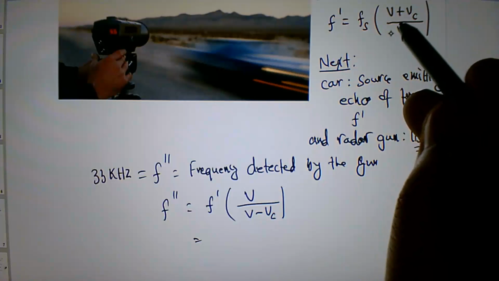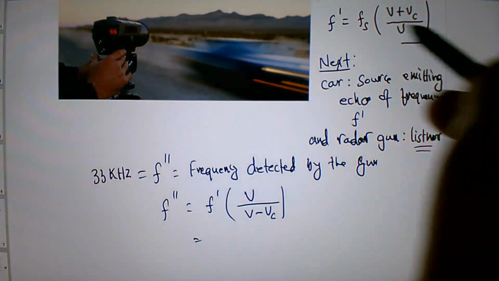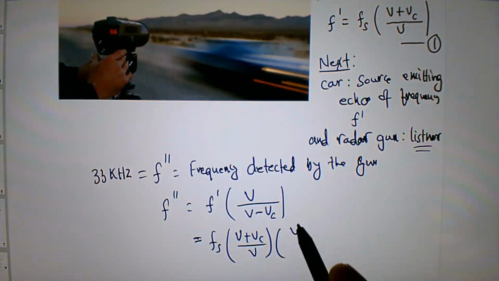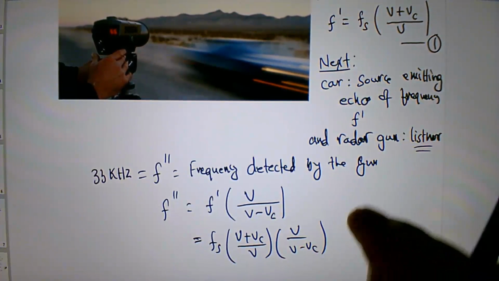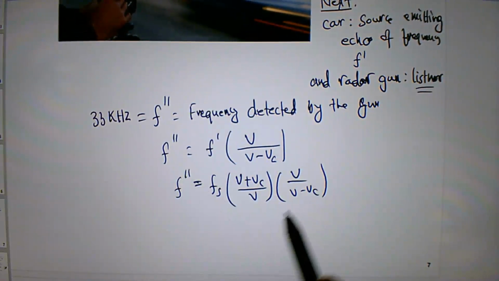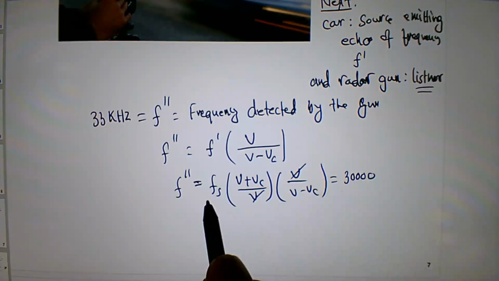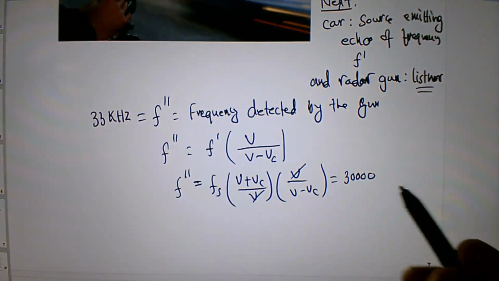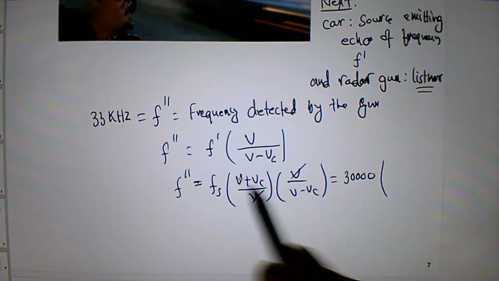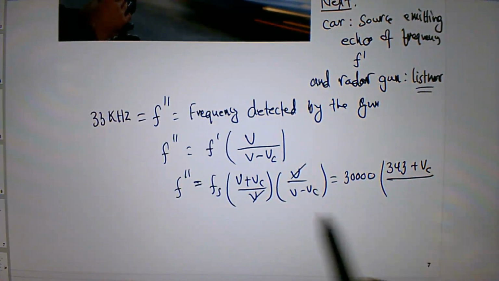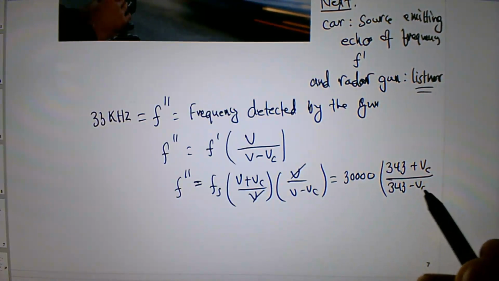But f prime we already know. Let's say equation number 1. So f prime is the original frequency fs times (v plus v car) divided by v, times this second term, v divided by (v minus vc), right? And that's it. So that's going to be your main formula, and this will cancel out. Then this f source is 30,000, right? This is the main frequency of the source, original frequency 30 kilohertz, 30,000. And then you have this v, 343, plus the v of car, which we are going to solve, and again 343 minus VC.